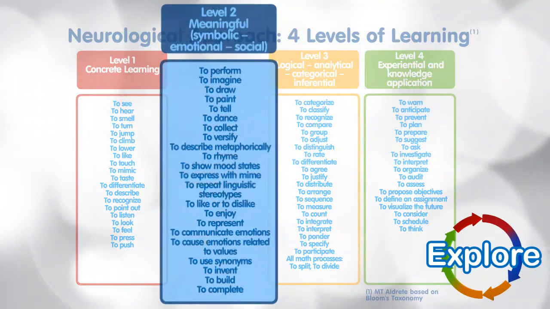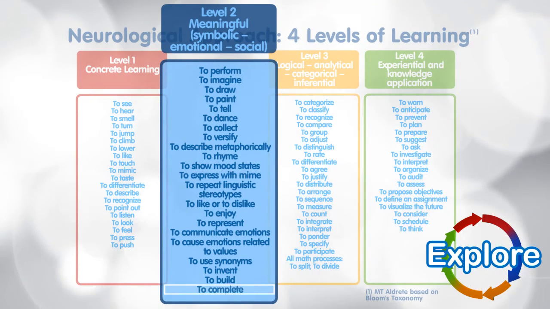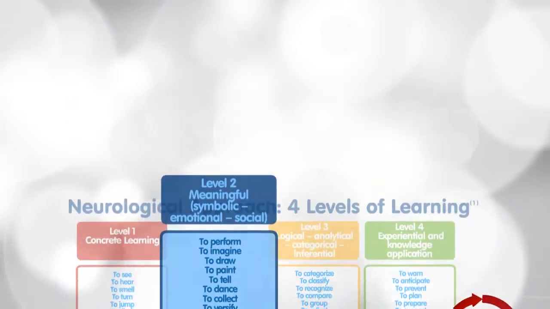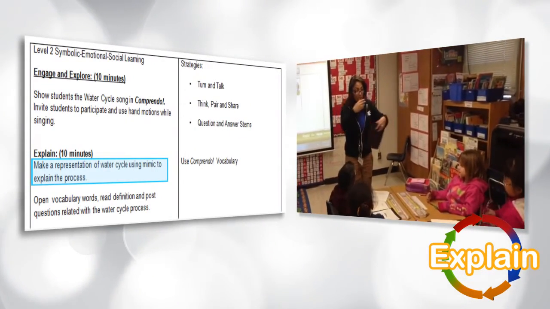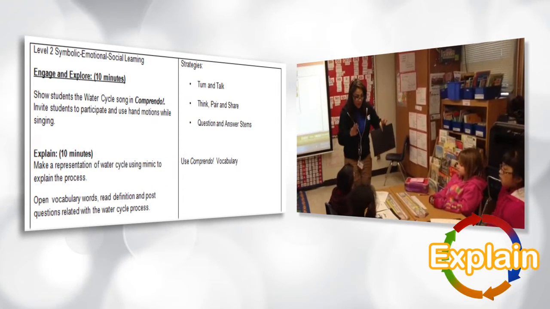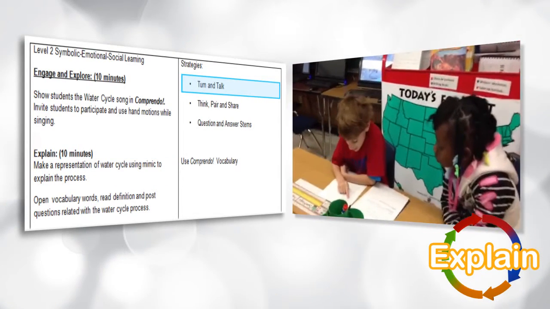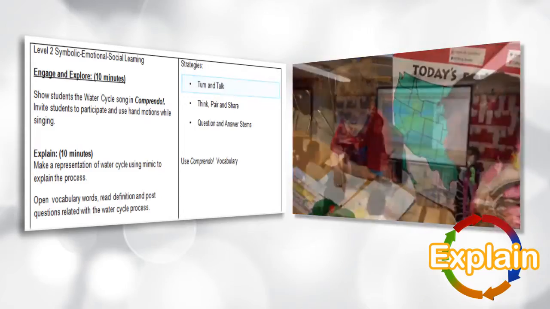Promote enjoyment and collaboration through telling, dancing, collecting, rhyming, singing, mime expressing, completing, inventing, or connecting around the topic or vocabulary. Mrs. Campos models the water cycle lesson using mimicry to represent the process to the whole group. Then she promotes turn and talk strategy in bilingual pairs for reading.